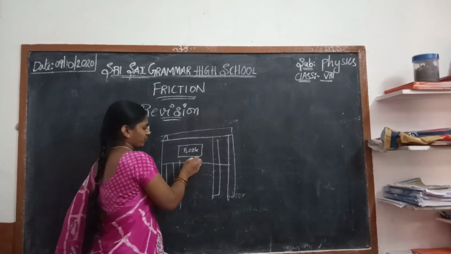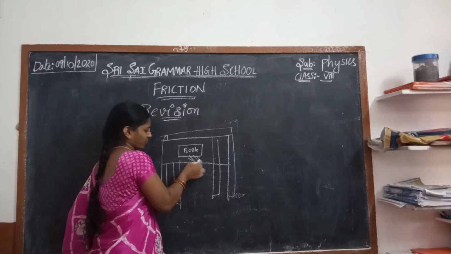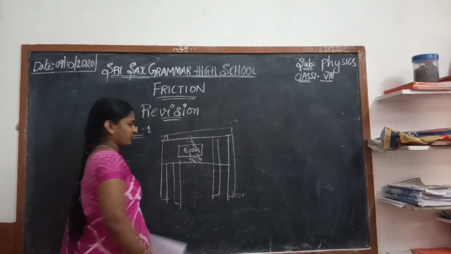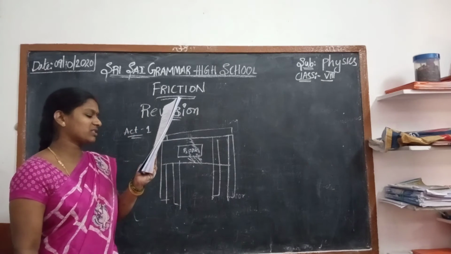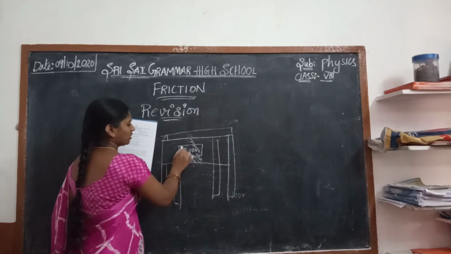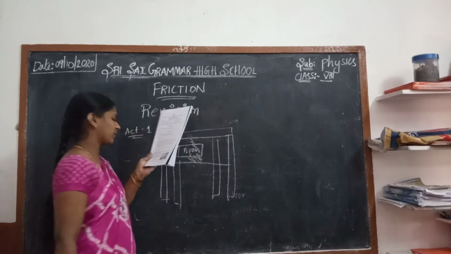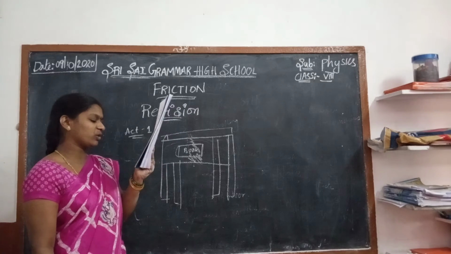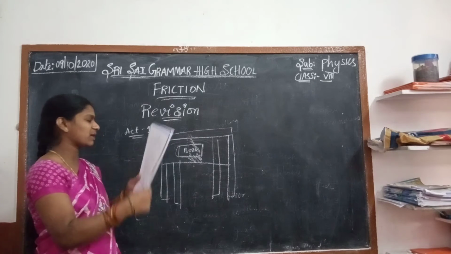Move it in that way. Yes. Place a book on the surface of the table. This is the surface of the table. You just place a book on the table. We observe that the book stops after covering some distance.